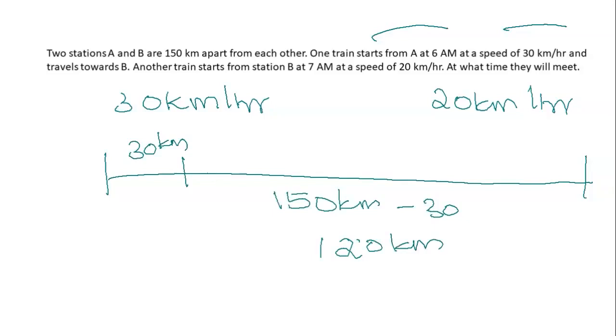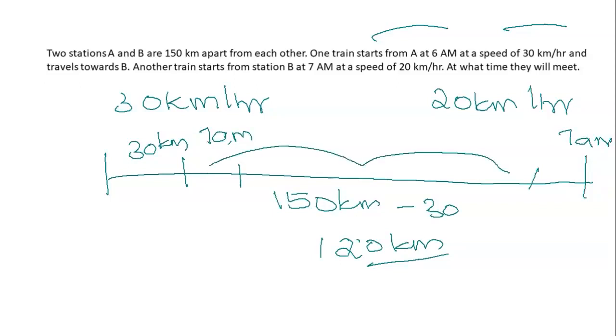Now what happens, the relative speed adds because at 7 a.m. this one comes in with 20 and this also comes in with 30. Correct? 20, 30, 20, 30. So within the remaining 120 kilometers, the relative speed acts. Okay, our relative speed is what? 50 kilometers per hour.